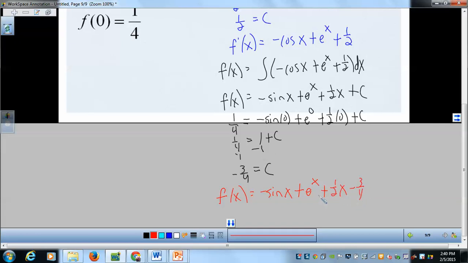So with that initial condition problem, just remember, take your time, integrate, follow all the rules that we've discussed, solve for your constant of integration, and then work from there.